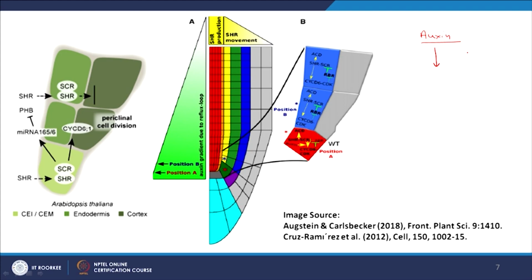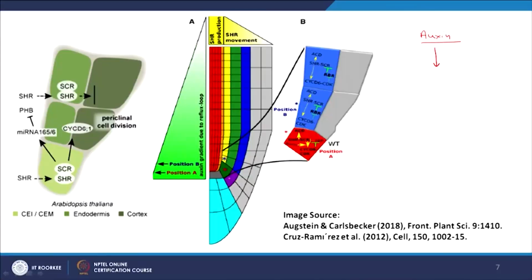It generates a maximum amount of auxin in some tissues, and a minimum amount of auxin in other tissues, and auxin works like a morphogen. If you have a high amount of auxin, it can induce a very specific genetic program. At a low amount of auxin, it can perform a different function. So, the combination of all these things, if you look here, what happens in position A? This position A is basically CEI.